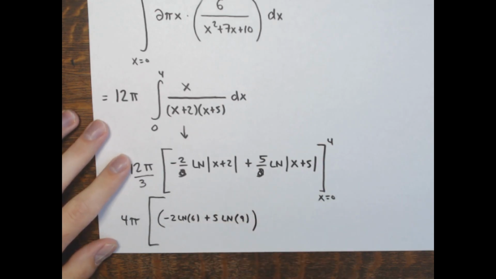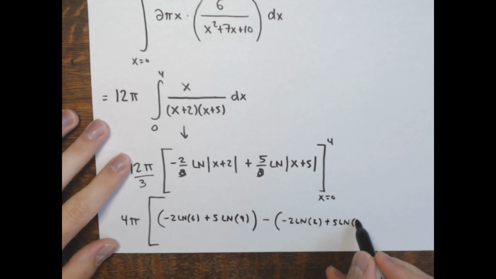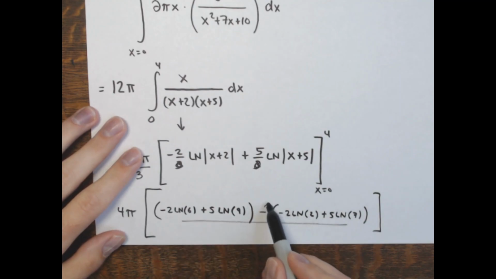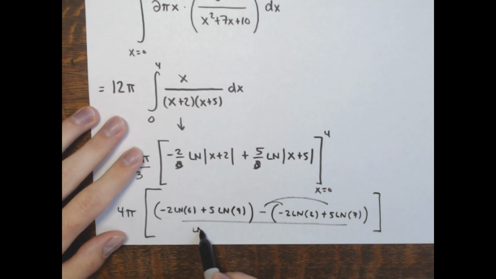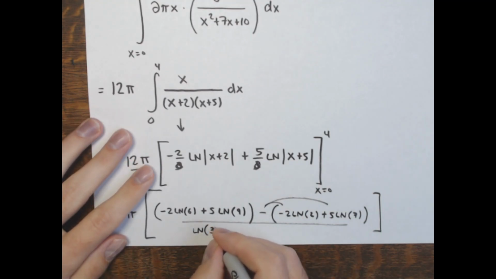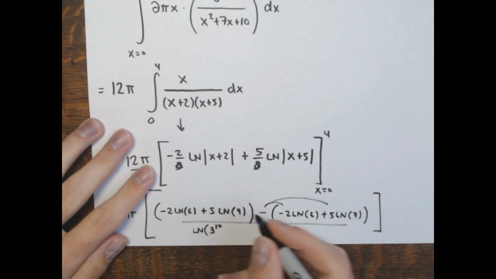That's the value at 4. Minus the value at 0, which is negative 2 times the natural log of 2 plus 5 times the natural log of 7. When I put all this together, distribute the negative. The two positive ones give you the natural log of 9 to the 5th, which could be 3 to the 10th power, since 3 squared to the 5th.